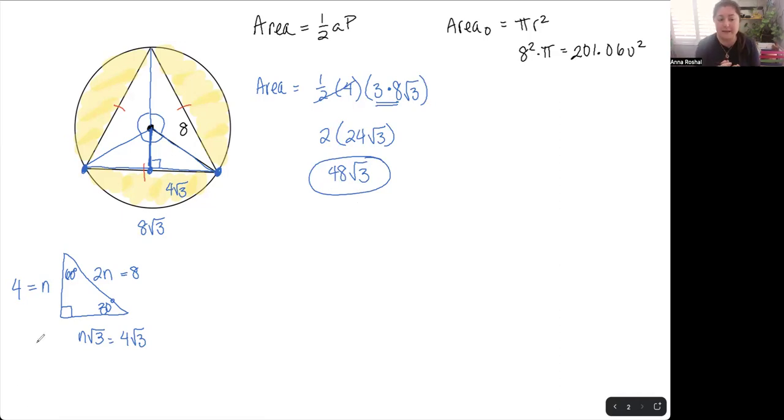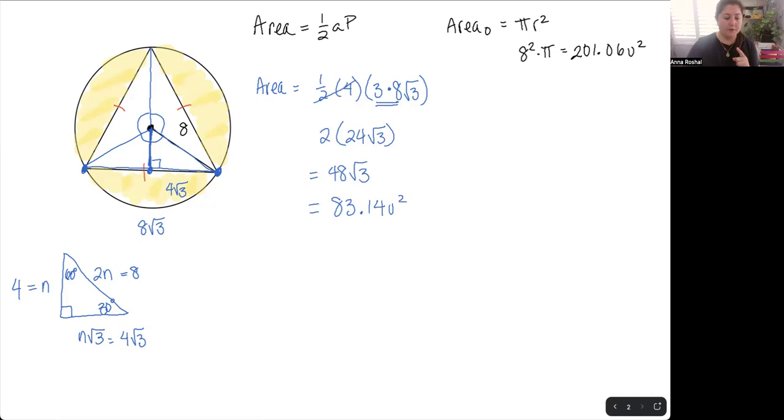Now, if they're asking me to round my answer to the nearest whole number, I know that I could just do 48 times root 3 and figure out what that whole number is and subtract that from 201, right? Because again, that 48 root 3 is just the triangle. So I'm going to do the square root of 3, and I'm going to multiply that by 48 in order to figure out the answer to this, right? So this is actually the same thing as 83.14 units.